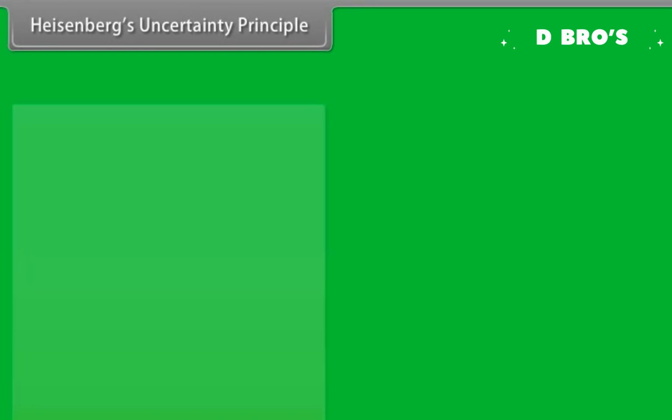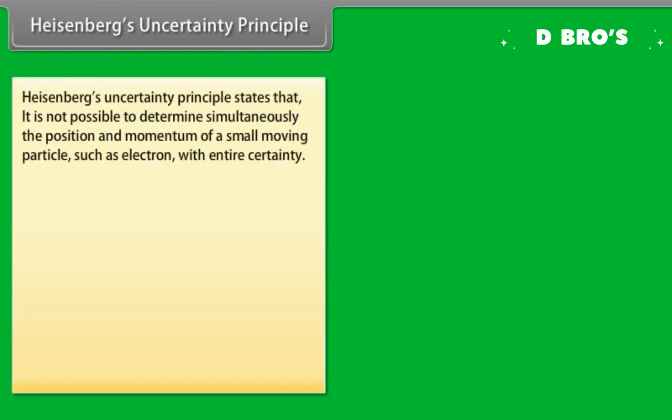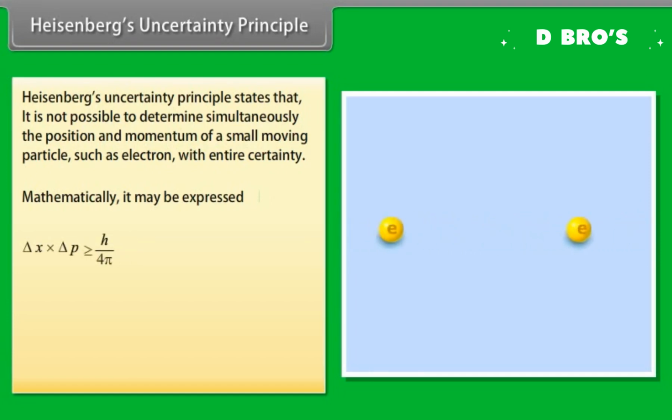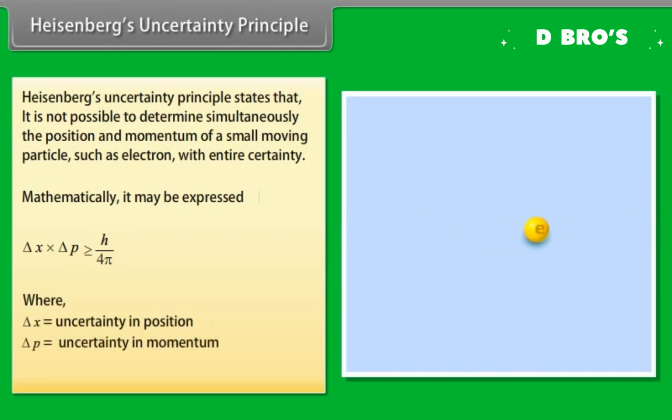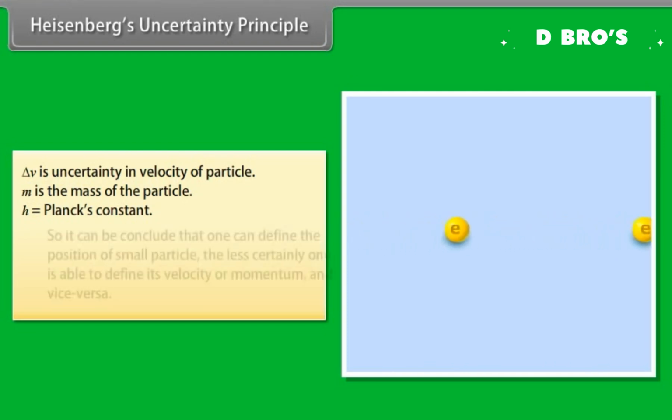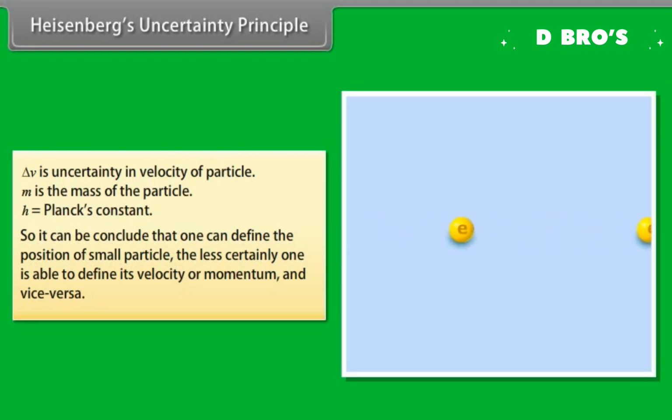Heisenberg's uncertainty principle. Heisenberg's uncertainty principle states that it is not possible to determine simultaneously the position and momentum of a small moving particle, such as an electron, with entire certainty. Mathematically, it may be expressed as delta x into delta p greater than or equal to h by 4 pi, where delta x is the uncertainty in position, delta p is the uncertainty in momentum, equal to m delta v. Delta v is the uncertainty in velocity of the particle, m is the mass of the particle, and h is Planck's constant. So, it can be concluded that the more precisely one is able to define the position of a small particle, the less certainty one is able to define its velocity or momentum, and vice versa.